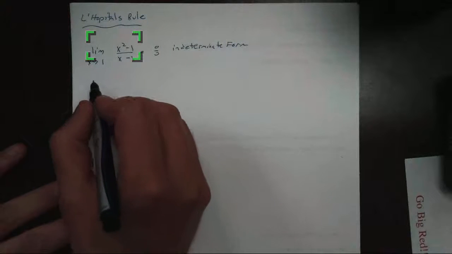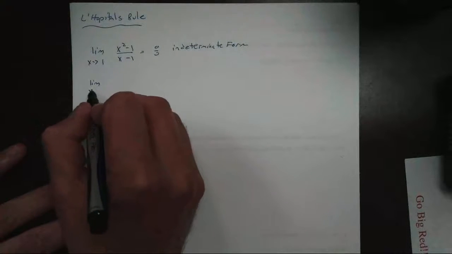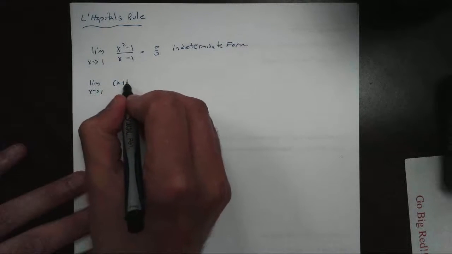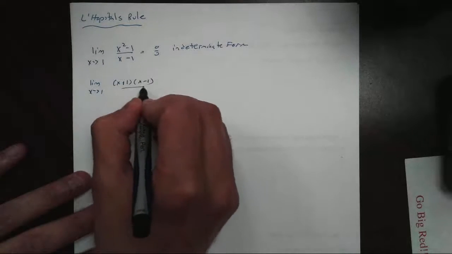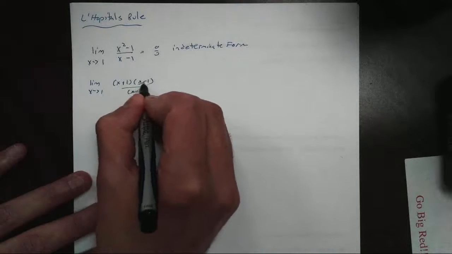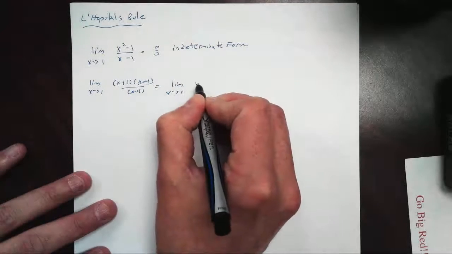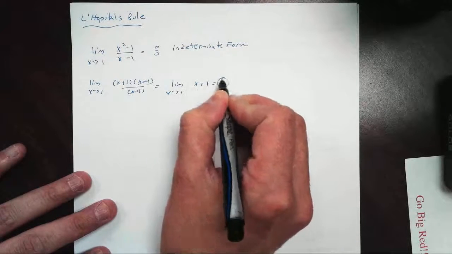So the old way of solving it algebraically was just to factor the top and bottom. Factor the top, look at the bottom, and I can see those cancel. And I'm left with the limit as x goes to 1 of x plus 1, which gives me 2.